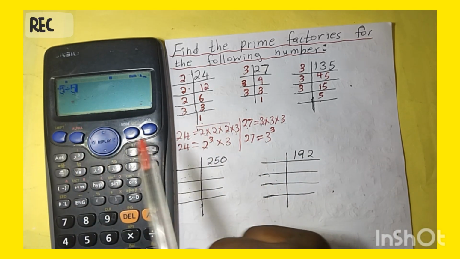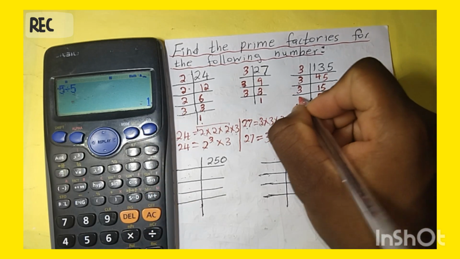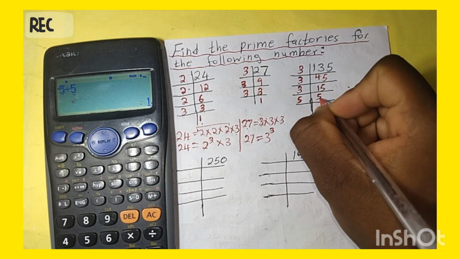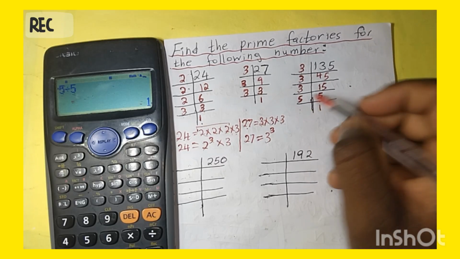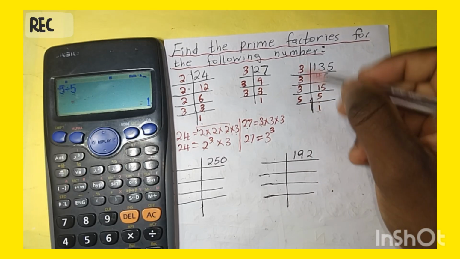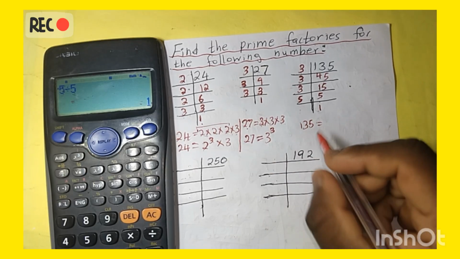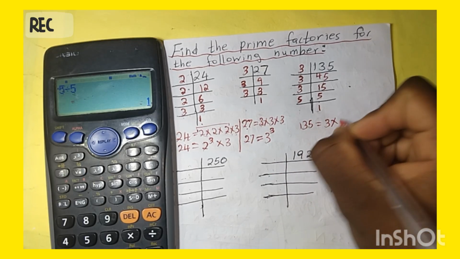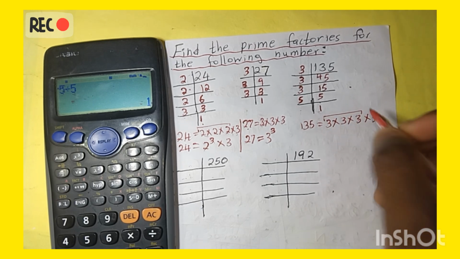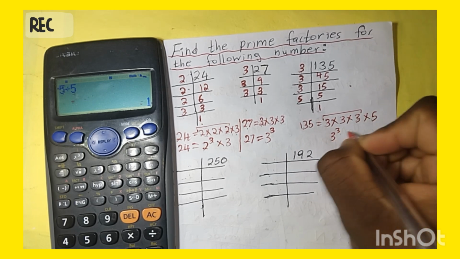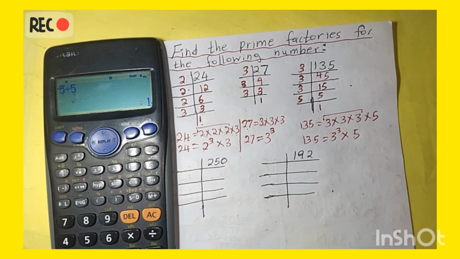5 divided by 5. We get 1. That number is a whole number. So I can divide by 5, and I'll get 1. So all these numbers are the prime factors. Because when I reach 1, these are the prime factors of 135, which is 3 times 3 times 3 times 5. And you can write it like this then. Do you see?